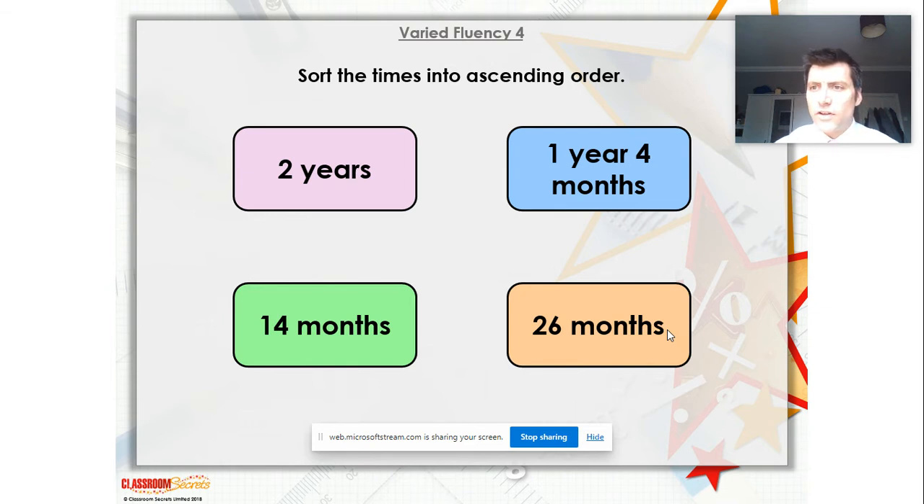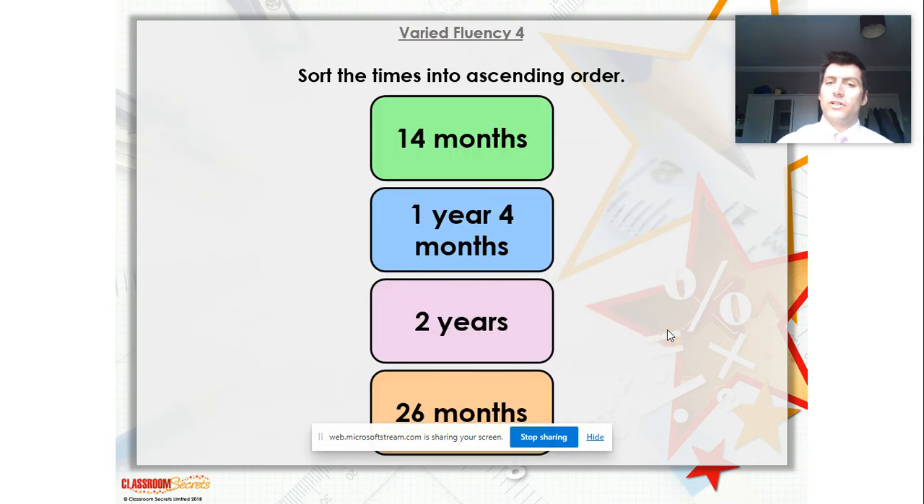Great stuff. I'm sure all of you have had a good go at that. I know that you could have seen the green and the orange ones could be easily ordered because they have the same unit of measurement. They're both measured in months. But the purple and the blue at the top, we needed to convert those into a number of months. 1 year is 12 months. Therefore, 2 years are 24 months. Therefore, 1 year is 12 months plus the 4 months makes 16.